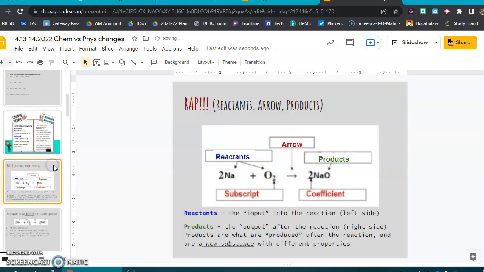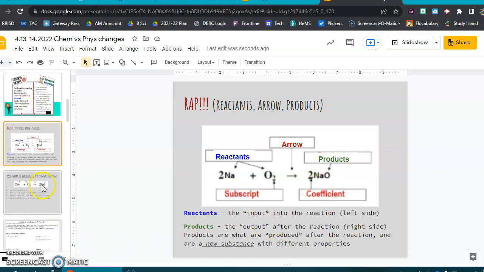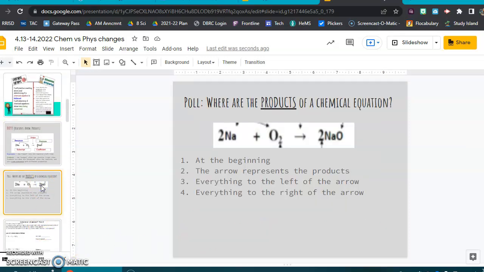I got a call. All right, so: reactants, arrows, and products. I'm just reviewing the slide from your notebook where we dragged and dropped all these. Just remember that reactants are on the left side. The arrow indicates the reaction or the yield, that's Y-I-E-L-D, like a yield sign, because something happens. And then we have our products, the thing that's produced. So we want to ask, where are the products? Are they at the beginning, the arrow, everything to the left, or everything to the right? And it is everything to the right.